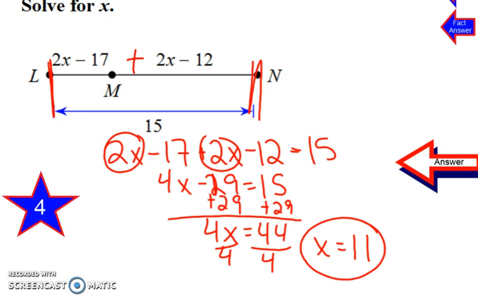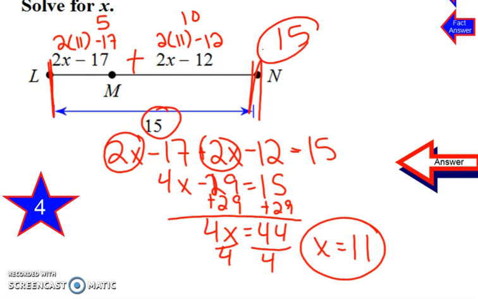Now, to double check that x is correct, we have to do 2 times 11 minus 17. Well, 2 times 11 is 22, minus 17 is 5. Over here, we have 2 times 11 minus 12. Well, 2 times 11 is still 22, minus 12 is 10. 10 plus 5 gives me 15. And if I look, my bottom line segment had a value of 15, so those are correct.